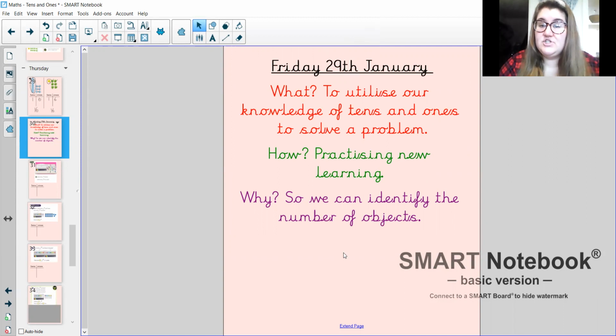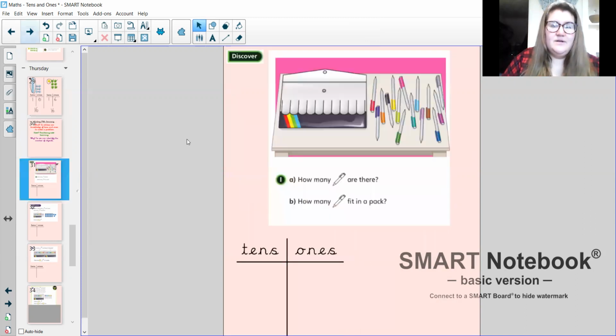So what are we going to do today? We are going to utilise, that just means use, our knowledge of tens and ones to help us solve a problem. So it's going to be a little bit of new learning because we're going to be looking at a problem, but it's also going to be a little bit of old learning because we are going to use the skills that we have learned to help us. And why are we doing it? So that we can identify the number of objects. So let's have a look at our discover.